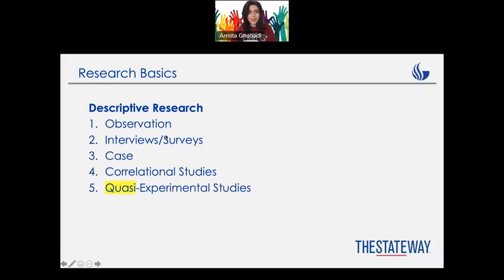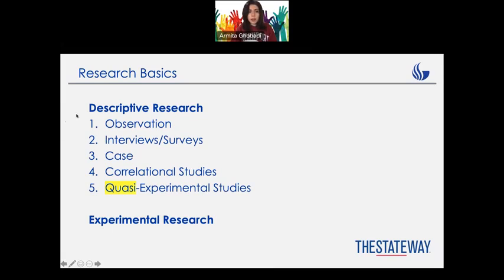Section two is all about different ways of conducting research. We have two broad ways for that, descriptive research and experimental research. Descriptive research itself has five different methods in it. We have the observation method, interviews, case study, correlational studies that I bet you know about, and quasi-experimental studies.